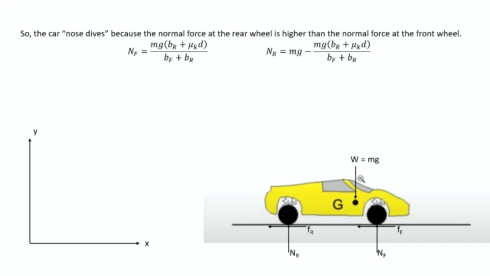So, to come to a conclusion, the car seems to nosedive because the normal force at the rear wheel is actually higher than the normal force at the front wheel.